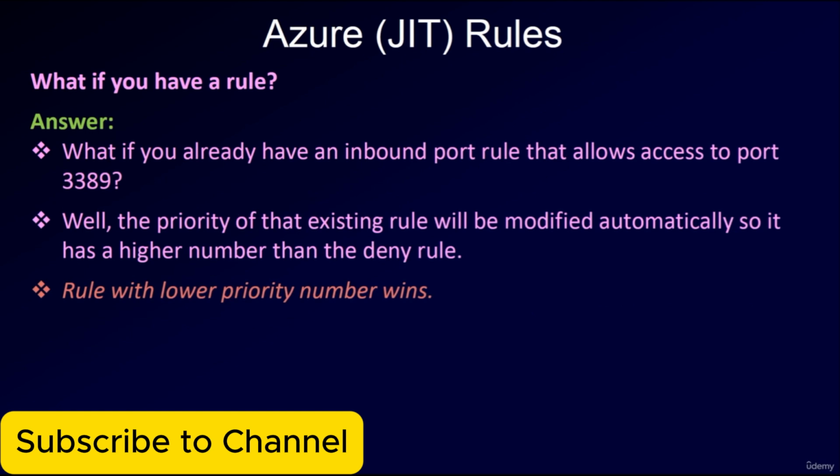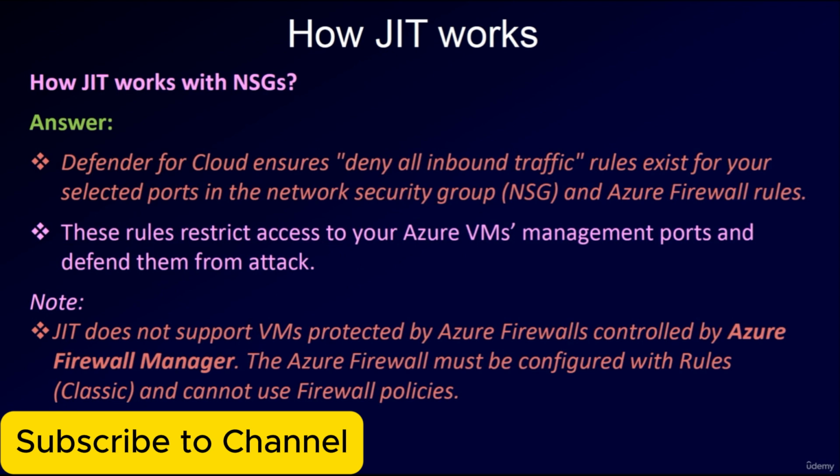Then you can remote into that virtual machine. So what if you already have a rule on the inbound port 3389? Well, the priority of the existing rule will be modified automatically, so a higher number than the deny rule will take place. Remember, with the rules, the lower the priority number wins. The higher the priority number loses. So for example, 100 is lower than 110. So 110 would be blocked, where 100 would allow me to get into the system.